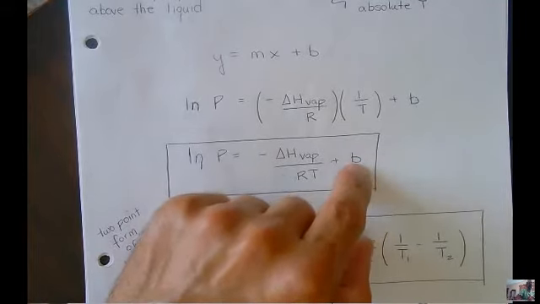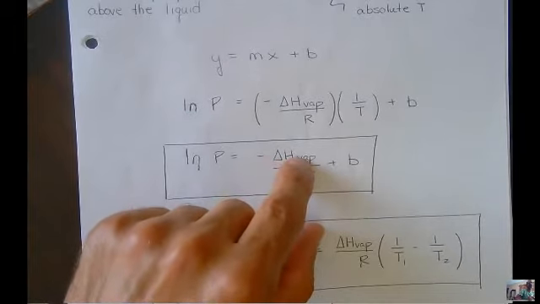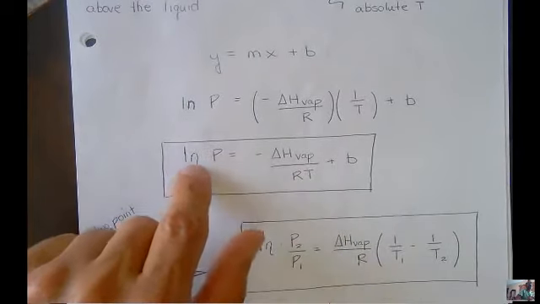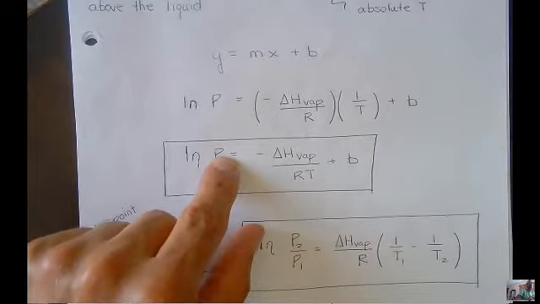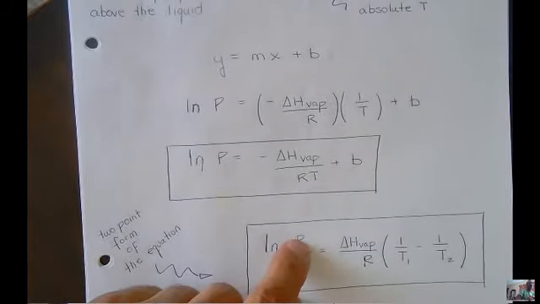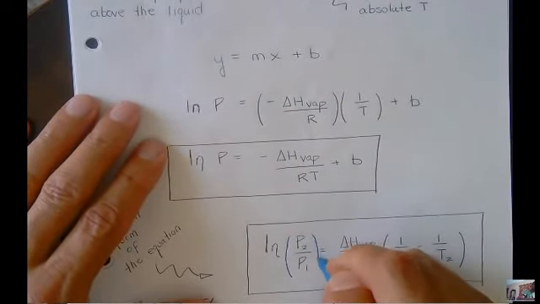So the B's will cancel out. Then you factor out the negative delta H of vaporization over here, okay? And then ln of P2 minus ln of P1, the rules of logs are that you can consolidate that into ln of P2 over P1. So it's probably not a bad idea to have parentheses here.